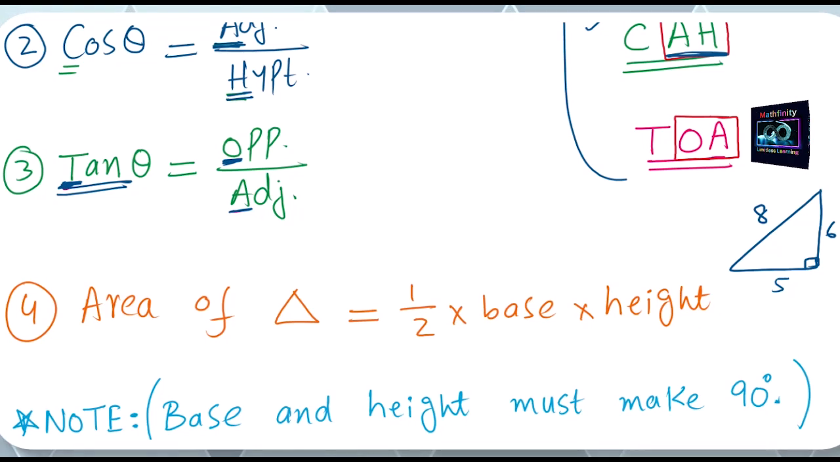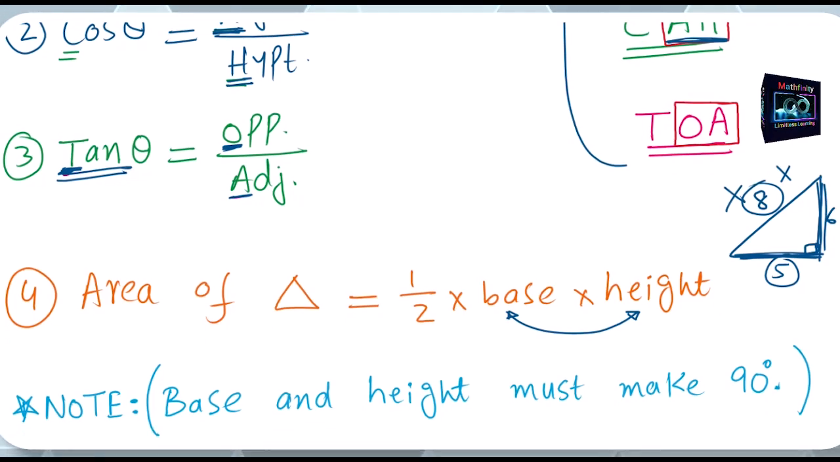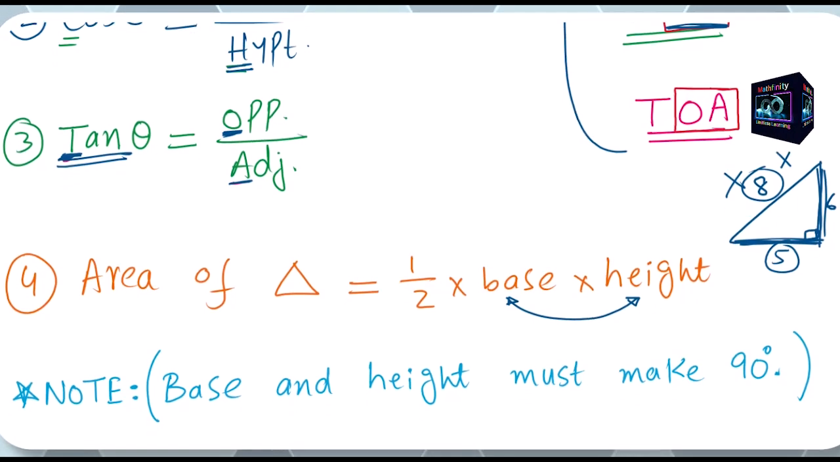Some students I observe are using the wrong sides. So I wrote a note: please take care that base and height must make 90 degrees with each other. It means this one you can take as base and this one as height. Don't try to take the side opposite of 90 degrees, the hypotenuse. To find the area we will not use this side, only base and height. How would we know in the exam which one is base and height? They make 90 degrees with each other.